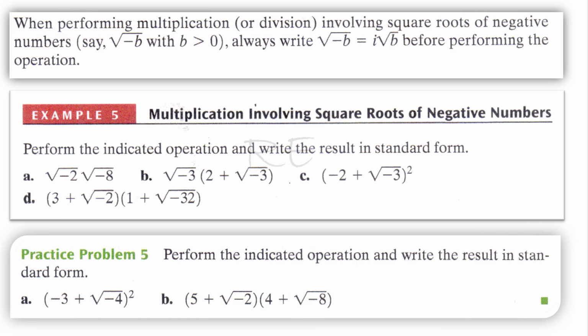When performing multiplication or division involving square roots of negative numbers, always write the square root of negative b as i square root of b before performing the operation.